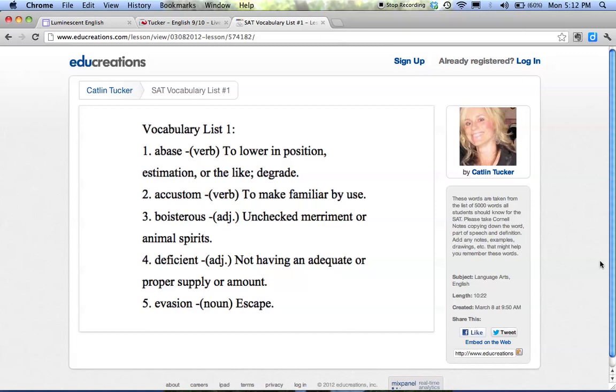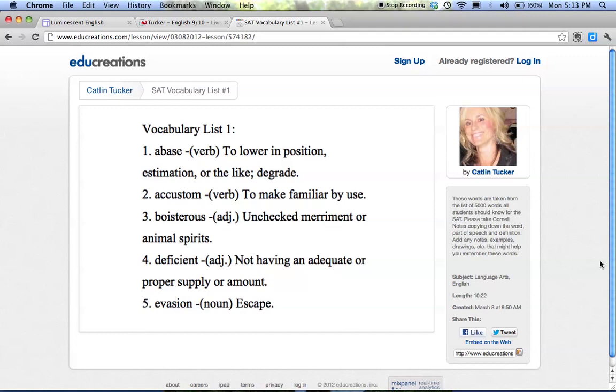So the first word is abase, which means to lower in position, estimation, or the like, to degrade. You can also think of it as, to humble somebody, to humiliate someone. So when you lower the position of someone or something, or you lower the way that you think about them, you think of them in a lower way, you are abasing that person, or you feel less about them.